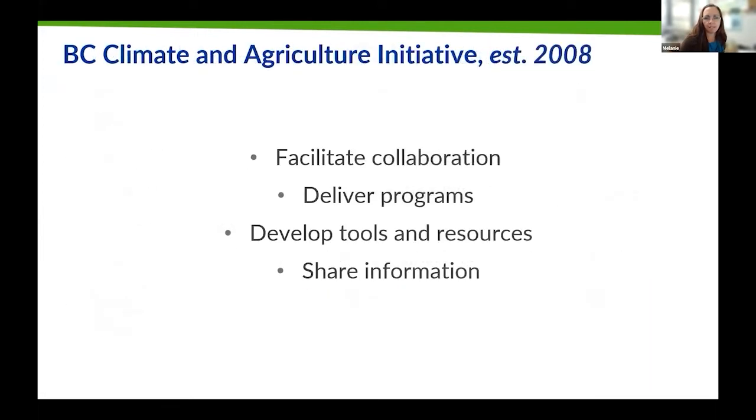In BC, so there's the BC Climate and Agricultural Initiative. It was established in 2008 by the BC Ministry of Agriculture in partnership with a number of organizations. If you go to the BC Ministry of Agriculture website and type in anything related to climate and agriculture, it actually just hot links you to this BC Climate and Agriculture Initiative. The intention is to facilitate collaboration, deliver programs, develop tools and resources, and share information.